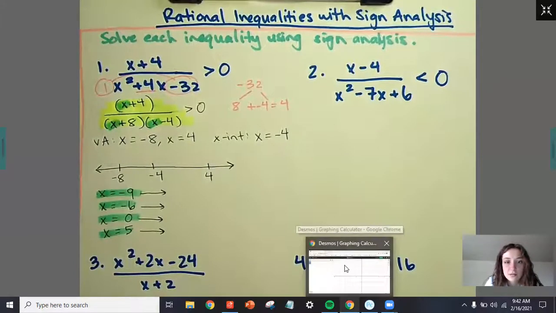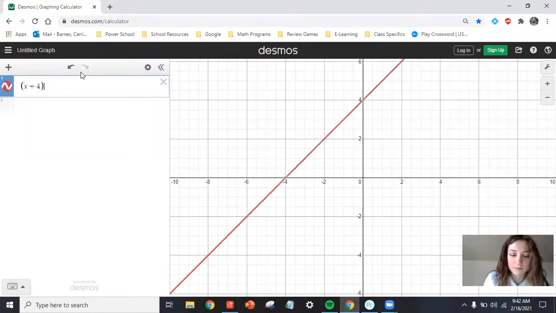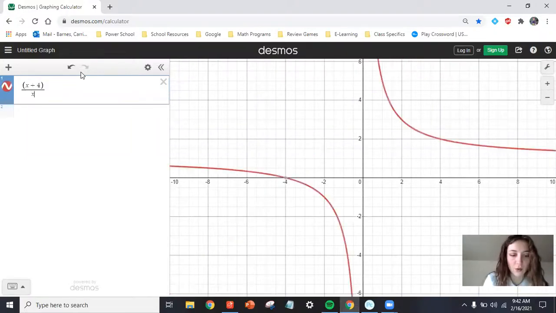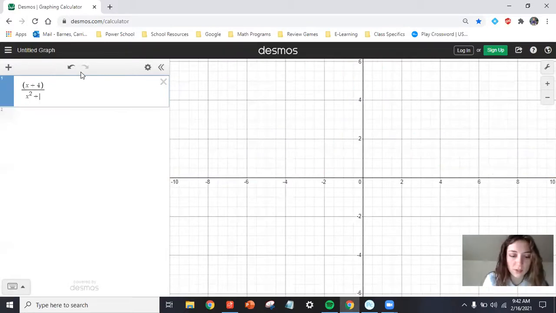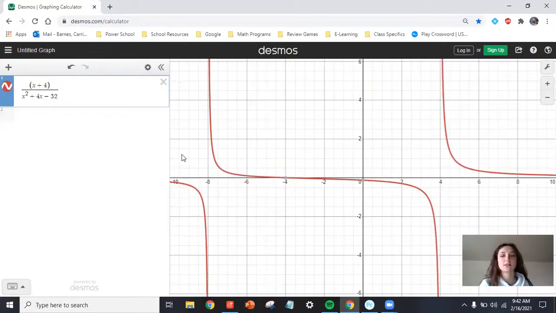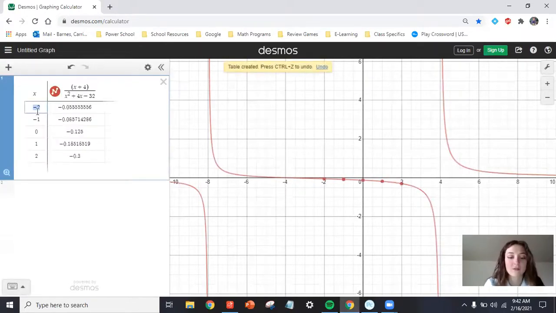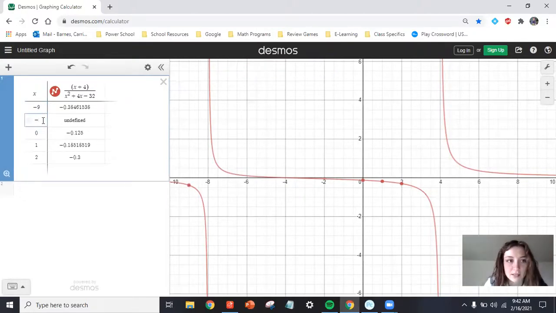So let's go to Desmos, and I'm going to type in my equation. I'm not typing in the inequality, because that will not give me what I want here. Okay, so here is my rational function, and I'm just going to click the edit list, and then click table here. And now I can just plug in my points. The first one I want to look at is negative 9. Then negative 6. Then 0. And then positive 5.